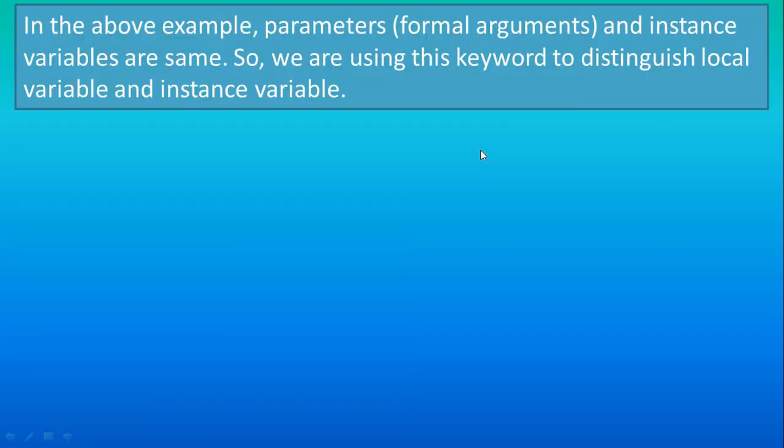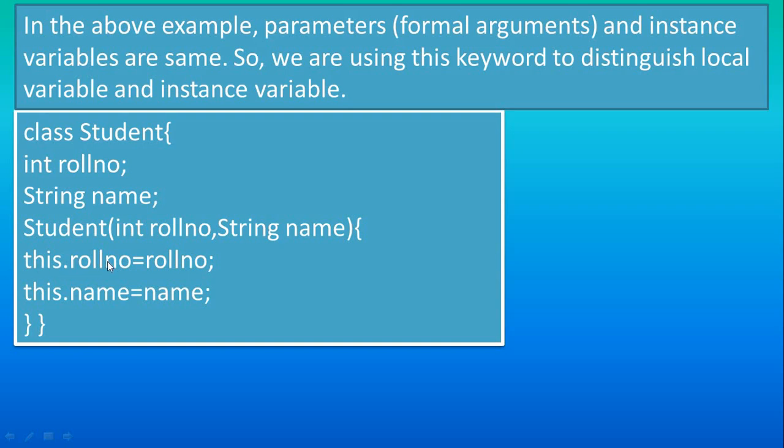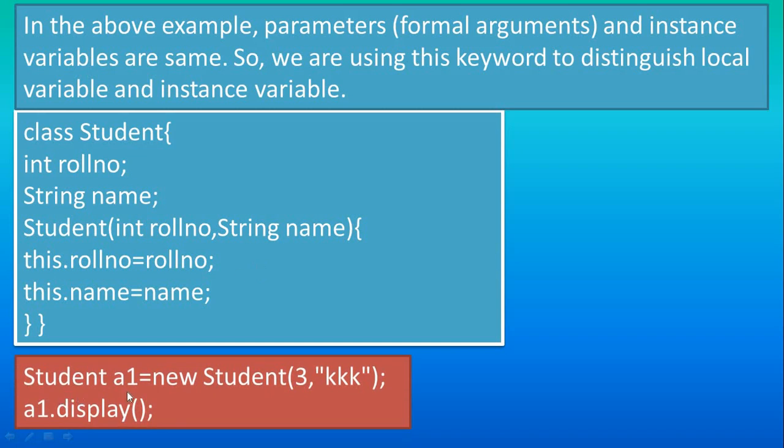To solve this problem, simply use the this keyword in the program, like this dot roll number, this dot name. Then if you create the object through the constructor, passing the values, and call the display method, you get the desired values. In the above example, the parameter and instance variables are the same, so to differentiate them you have to use the this keyword. Because of that you will not get the default value.